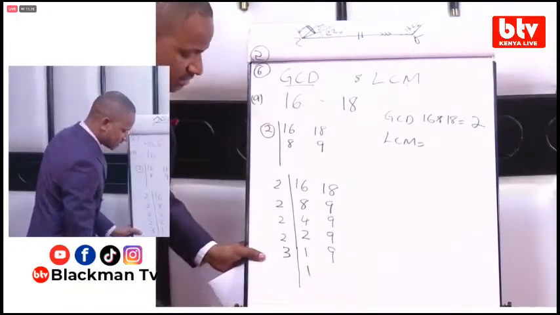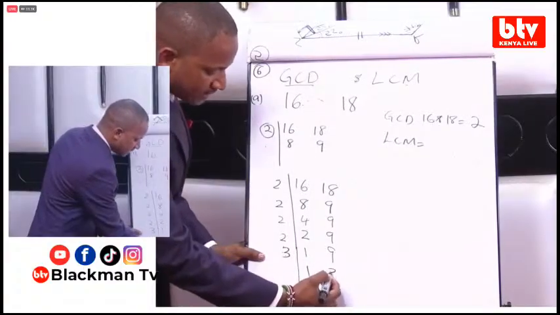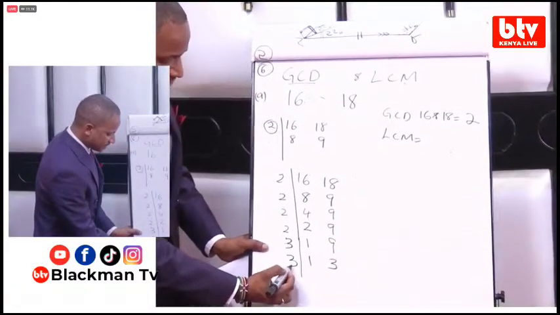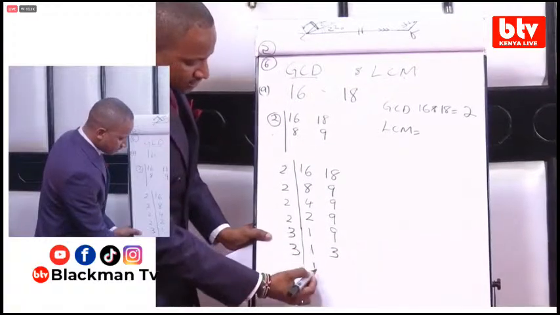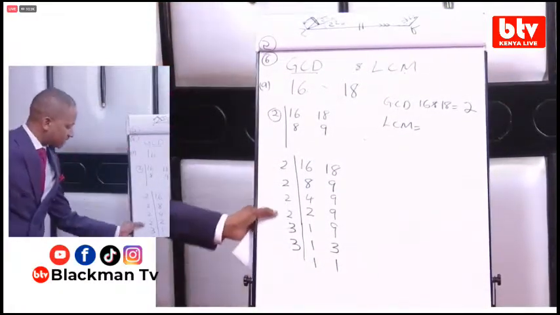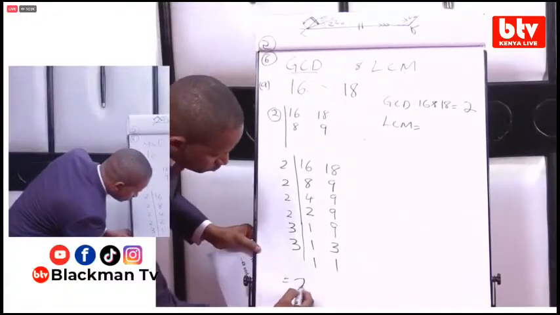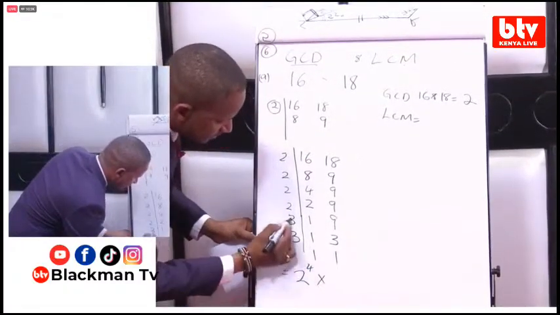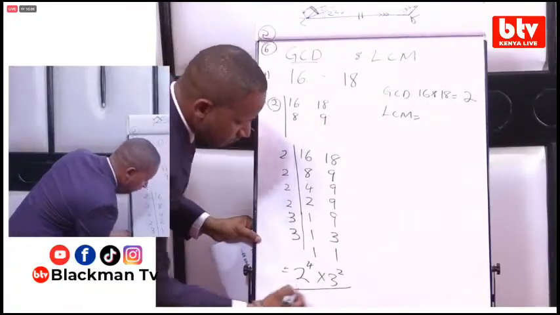3, this one is still 1. 3 goes into 9 3 times. Can we still divide by another number? Yes, 3. 3 goes into, this one is 1 again. 3 goes into 3 once. So the factors that we have here are 2 raised to power 4 times 3 raised to power 2. This is the LCM.